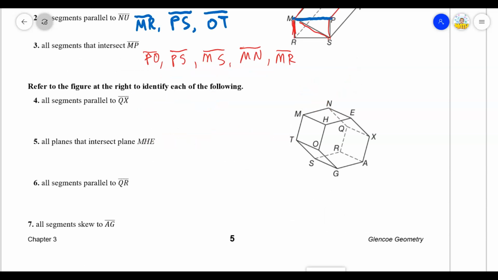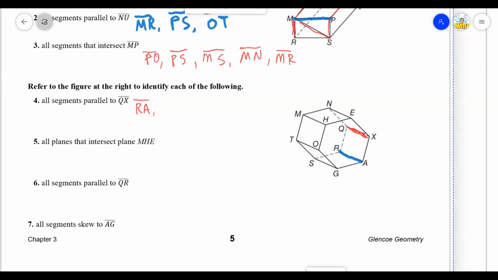Now we have one final box we're going to look at, and this can get pretty busy here. It looks like we have a hexagon as the face, so we would call this a hexahedron. It's a 3-dimensional hexagon, with 6 sides on that face. So, all segments parallel to QX. Let's see if we can find all of those segments. Well, I know RA is going to be one of them. We'll label them in blue. Let's look at RA. It's going to be parallel to it.